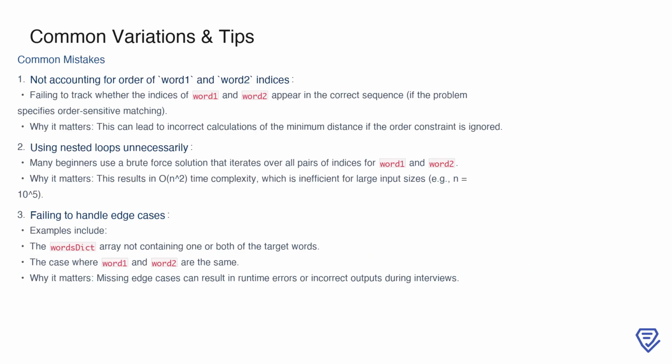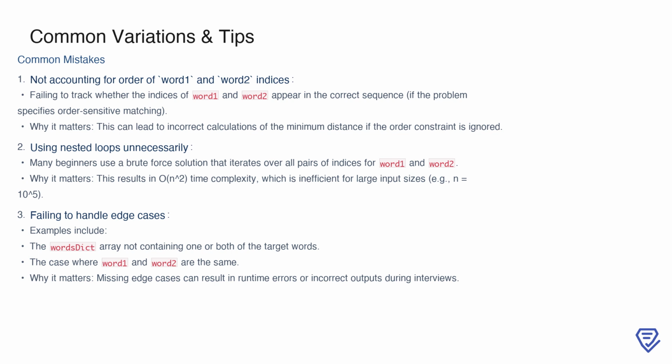When working on this problem, there are a few common mistakes to watch out for. First, not accounting for the order of word 1 and word 2 indices can cause issues, especially if the problem specifies that the order of their appearance matters. Ignoring this can lead to incorrect calculations of the minimum distance. Another pitfall is using nested loops unnecessarily. While a brute force solution that iterates over all pairs of indices for word 1 and word 2 might seem straightforward, it results in a time complexity of O(n squared), which becomes highly inefficient for large input sizes.